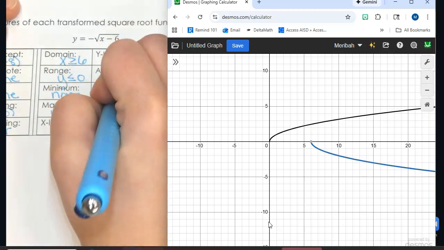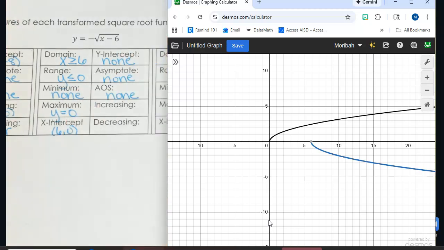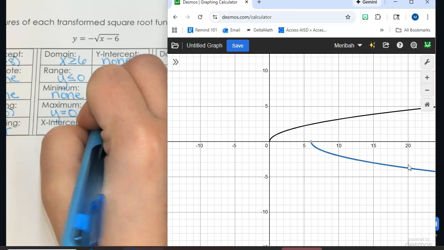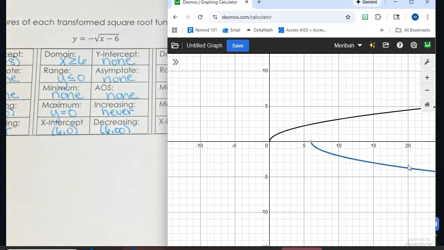Still no asymptote or axis of symmetry. And then where my graph starts, if I were to be walking along it, I would be going downhill, which means we are decreasing from 6 to infinity, and it's never going to switch to increasing.